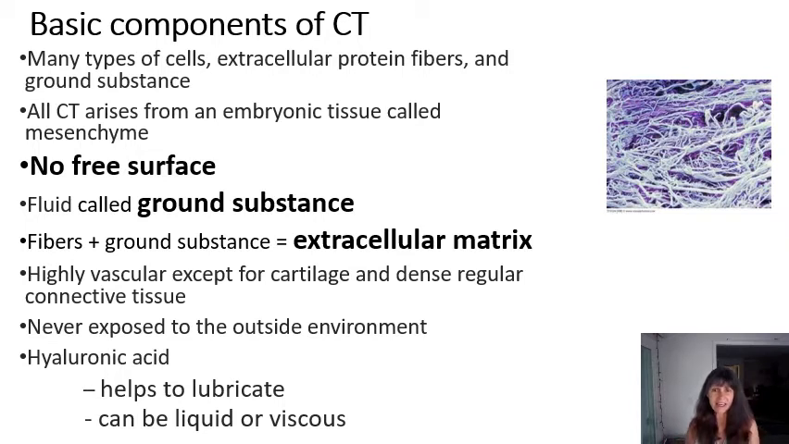The molecule known as hyaluronic acid is important in connective tissue because it helps to lubricate the fluid surrounding the cells, the ground substance, by attracting water molecules to it. That helps keep connective tissue lubricated and can vary the degrees of viscosity in the ground substance of the connective tissue.